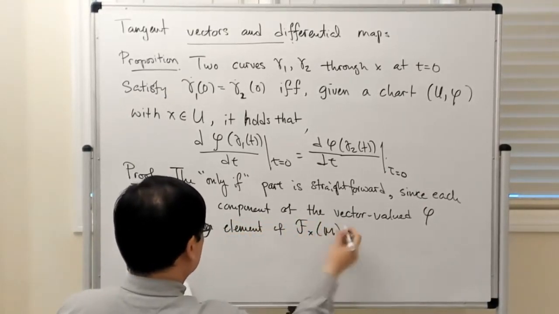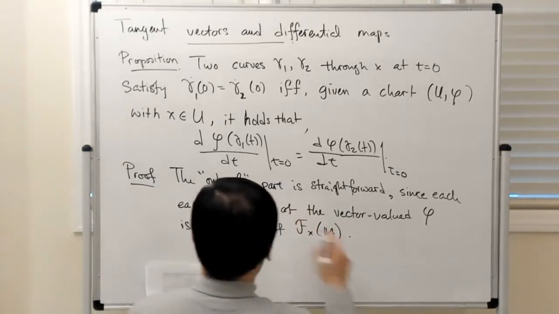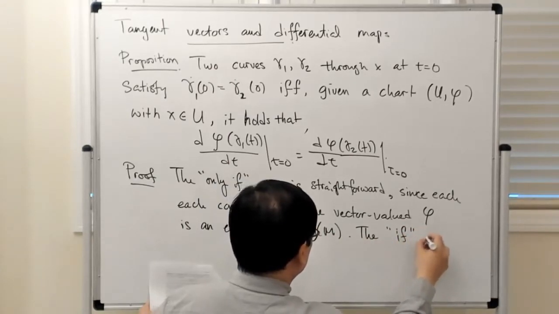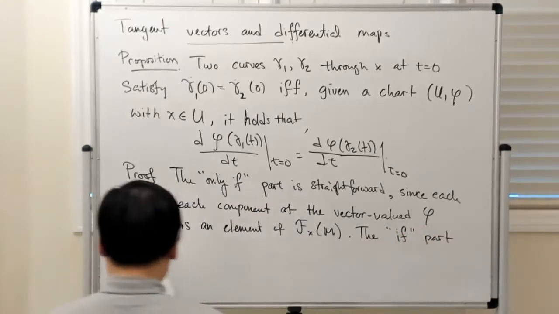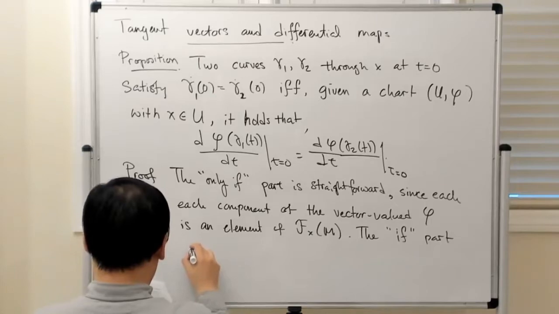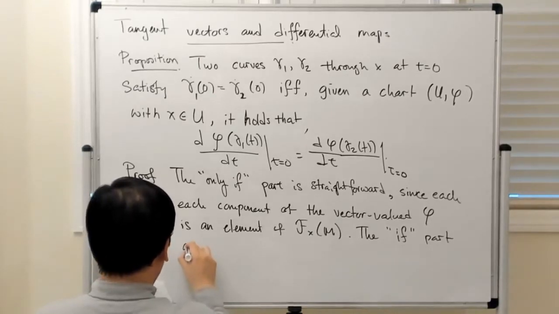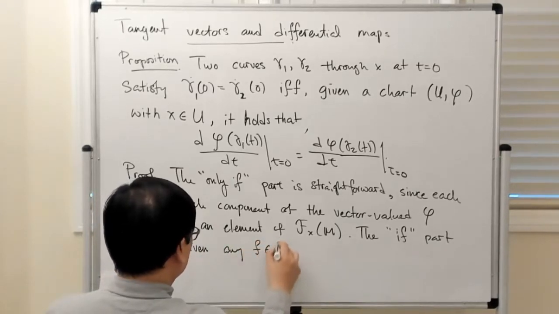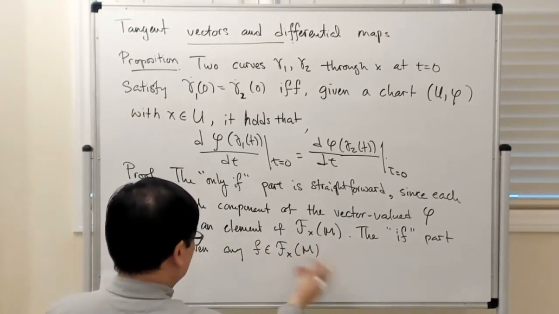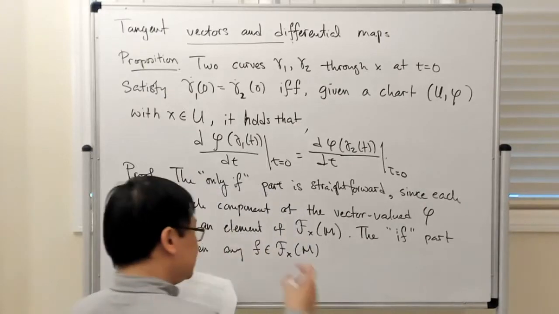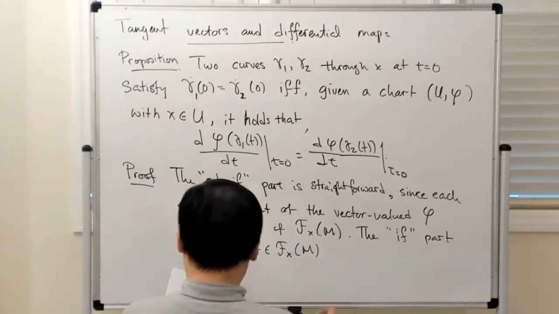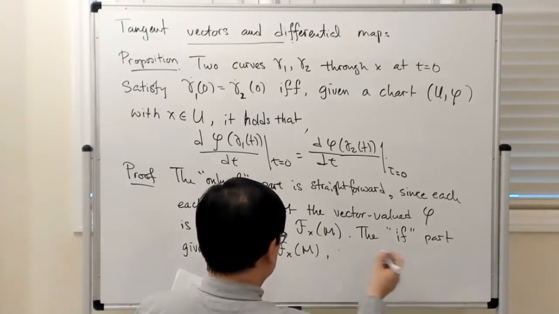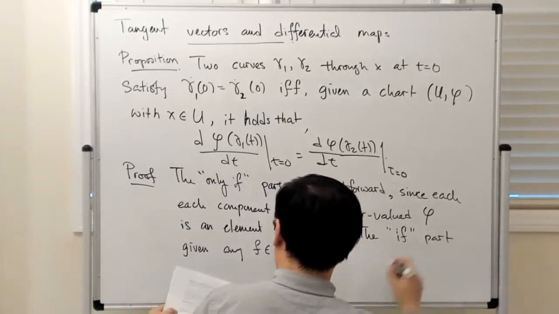Okay, so that direction is straightforward. So the if part: given any f in, again, this set of smooth real-valued functions defined in the neighborhood of x, the if part follows from this.